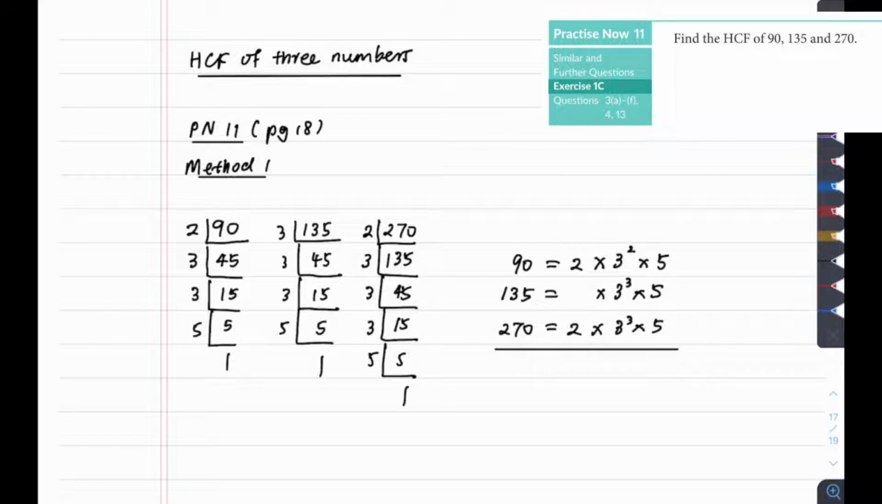Then I need to look for the HCF. Now for the HCF, it is the same thing. I am going to look for the lowest power.